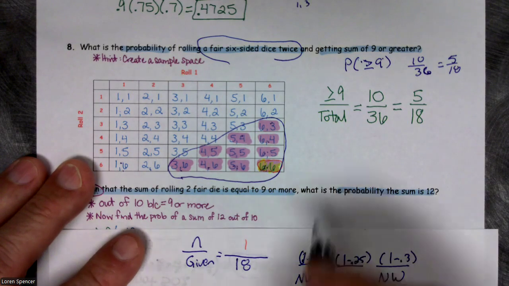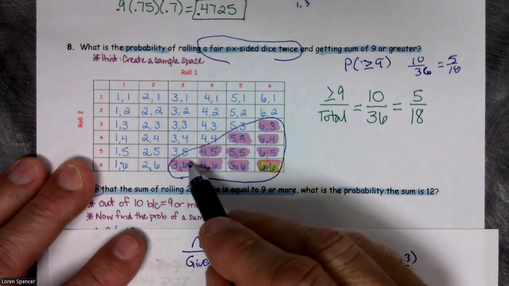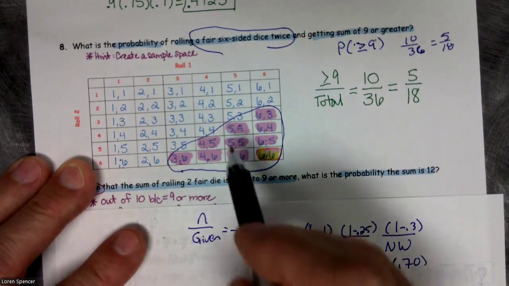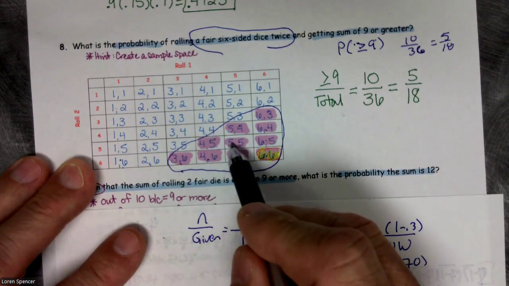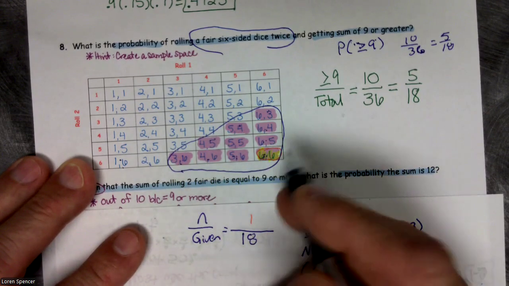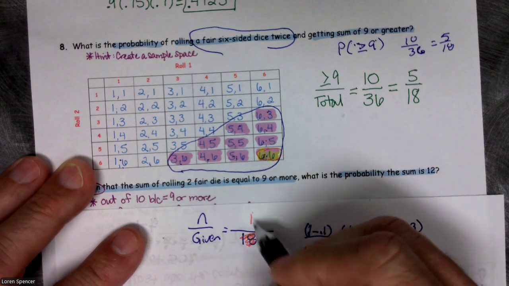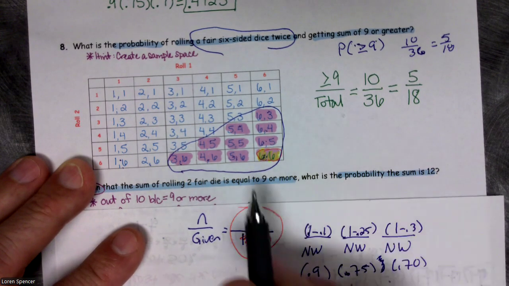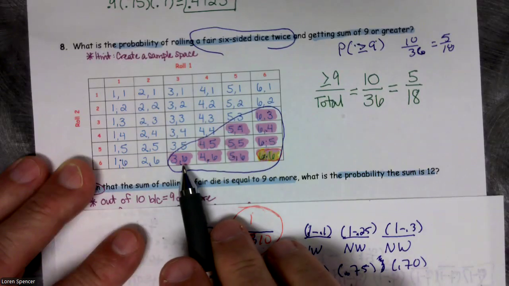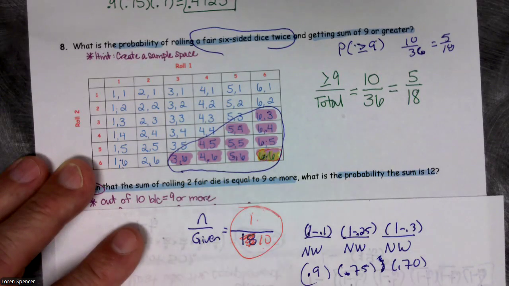Excuse me, I wrote that wrong. I wrote that completely wrong. We have 1, 2, 3, 4, 5, 6, 7, 8, 9, 10. It happened 10 times. So this is 1 out of 10 or 1/10. 10 times did it equal 9 or more. And then 1 time did it equal 12.